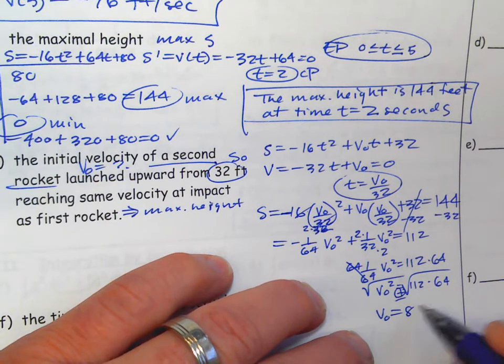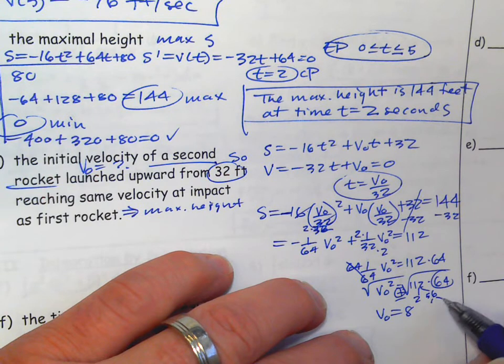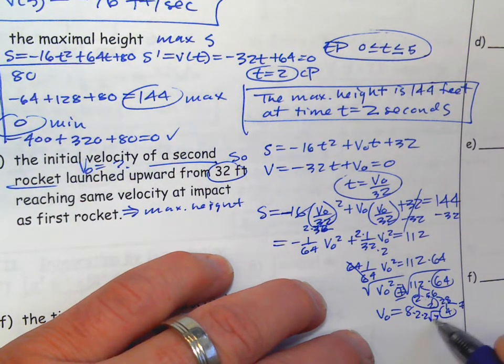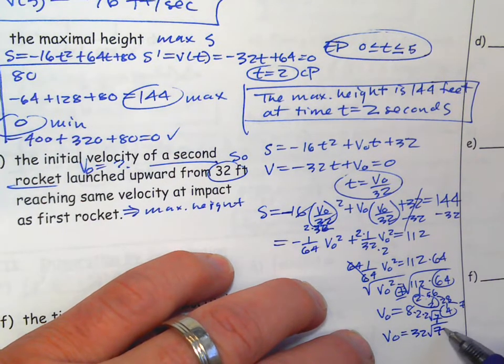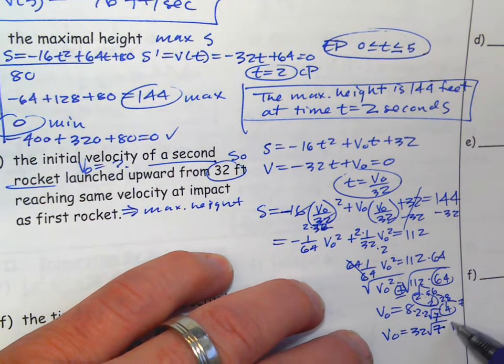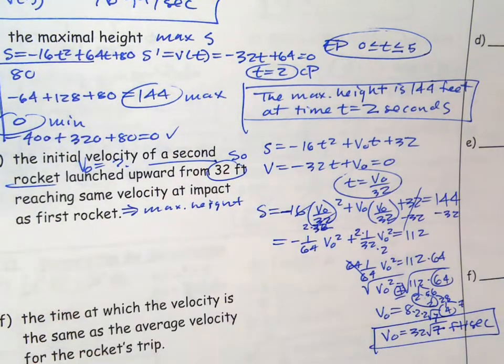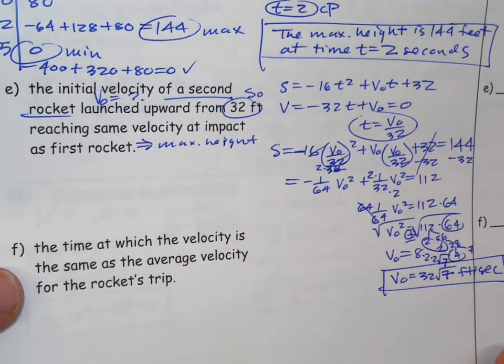So we're going to take an 8 out, and this is 2 times 56, which is 2 times 28. So we can take another one. 4 times 7, take another one. So I get another 2, and the square root of 7. So v naught equals 32 square root of 7 feet per second. So that was kind of crazy, but whatever.